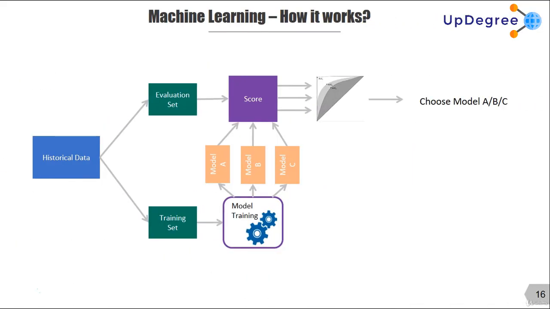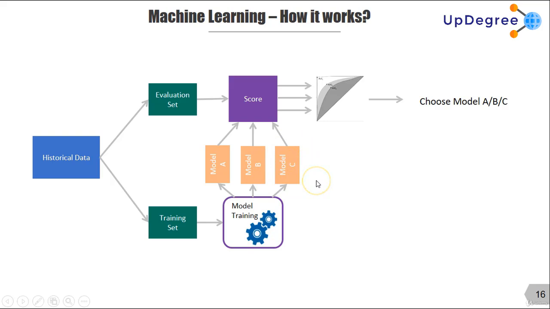Now, to give you one level down view, think this is your historical data, where you have all those mails from the last 6 months. Then you divided it into an evaluation set and a training set. This is your training set, by which you are actually training your model. Maybe you trained model A with the algorithm SVM, then model B maybe random forest, then model C maybe decision tree.